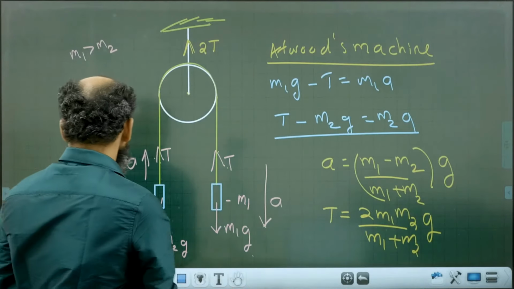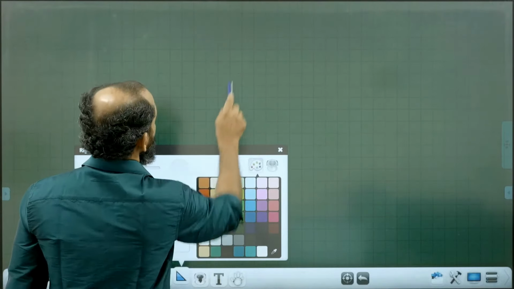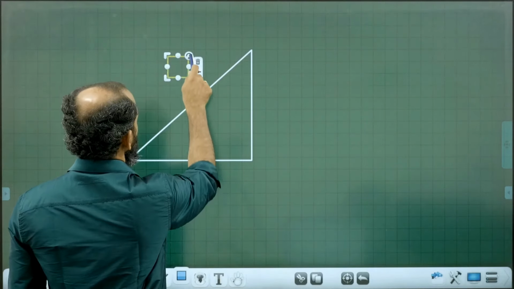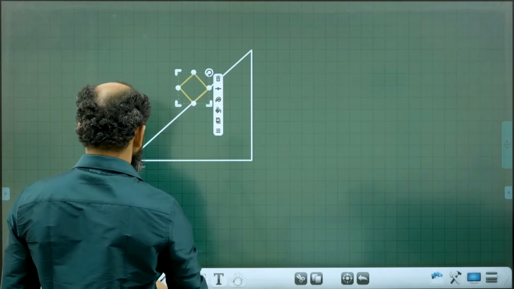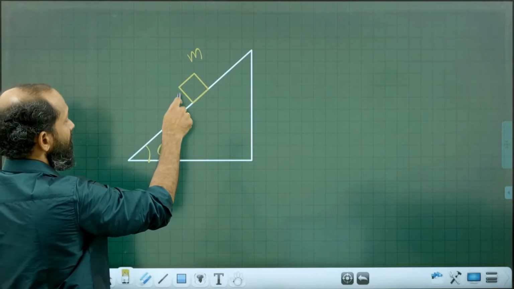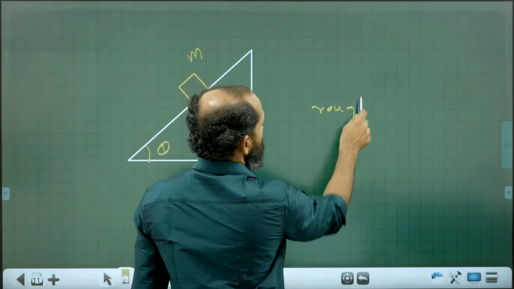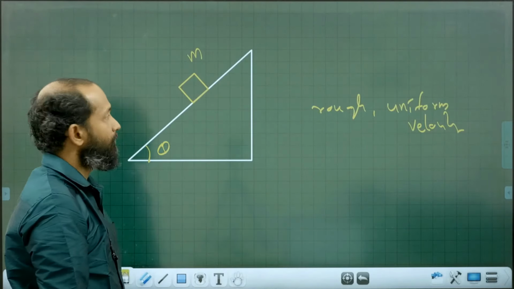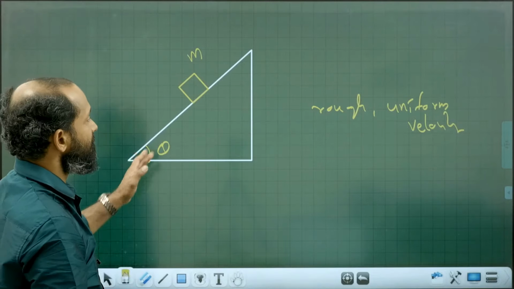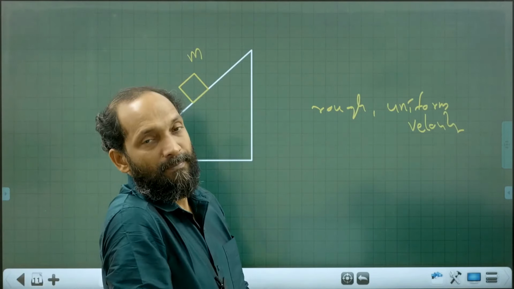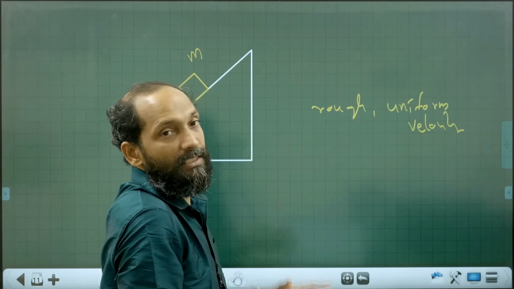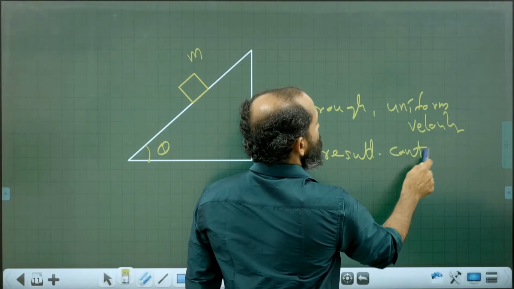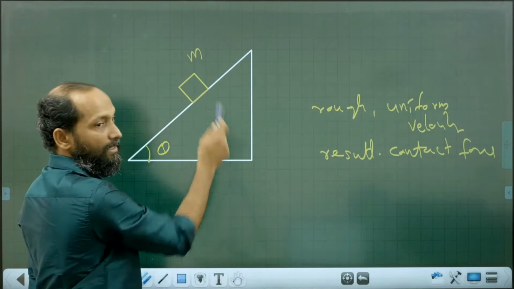Okay, contact force, when we discuss, let me tell you one important question that was asked in 2022 mains paper. There is a block, and that block is of mass M. A block of mass M is sliding down on a rough inclined plane of inclination theta with uniform velocity. What is the resultant contact force acting on the block? Resultant contact force between block and the incline.